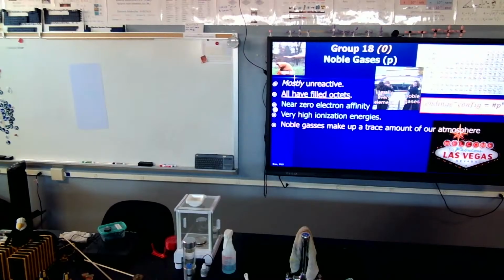They make up a trace amount of our atmosphere. Just under 1% of our atmosphere is argon. A little bit of neon, a little bit of krypton, tiny bit of helium. Helium usually just leaves and goes up into space. A little bit of argon hanging around though.